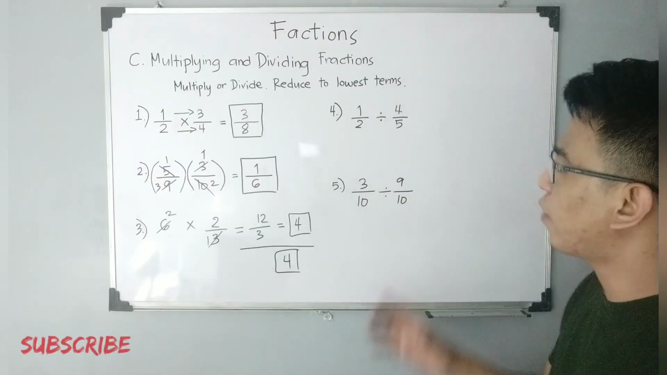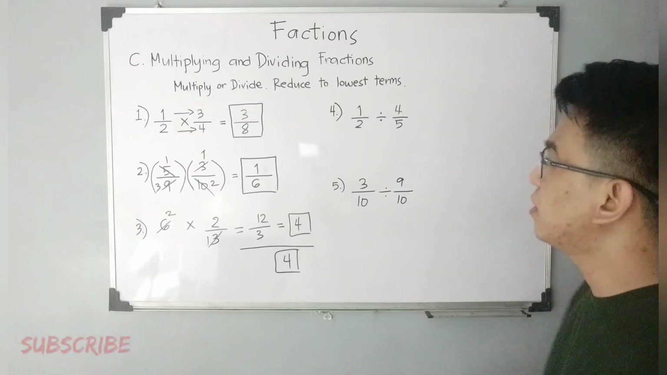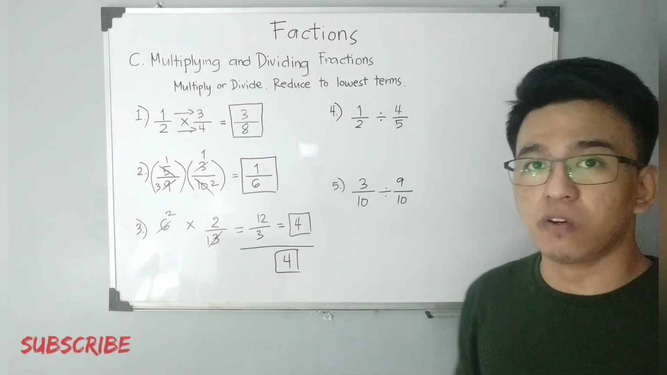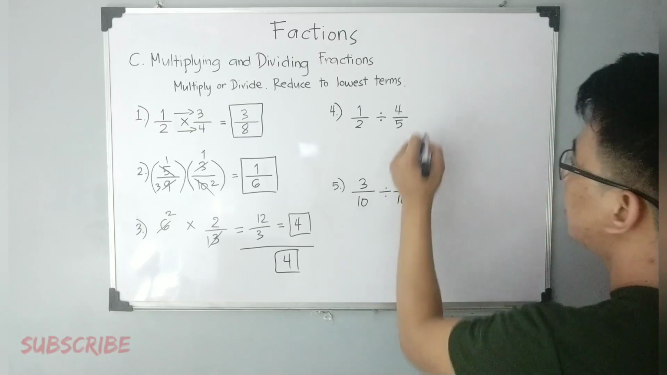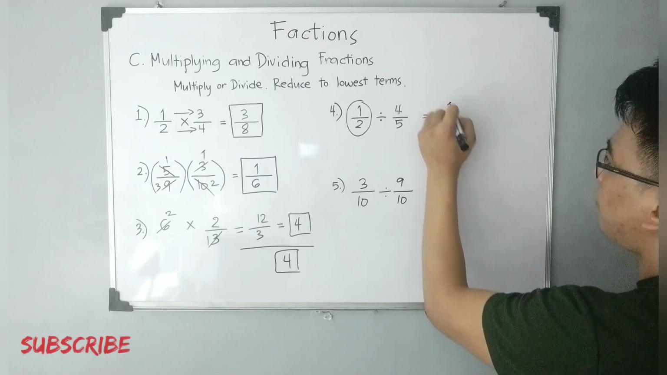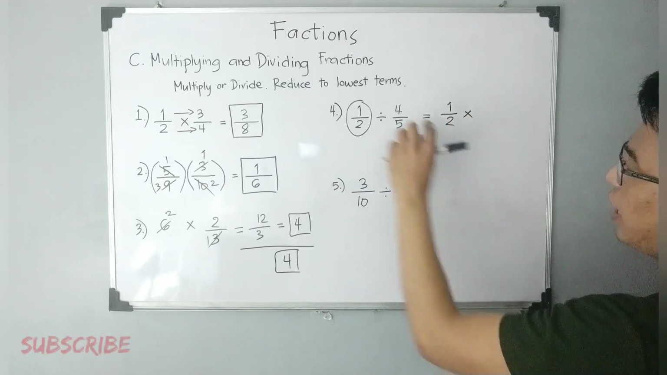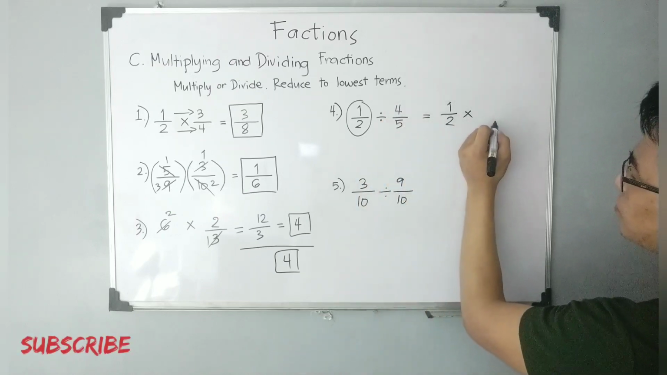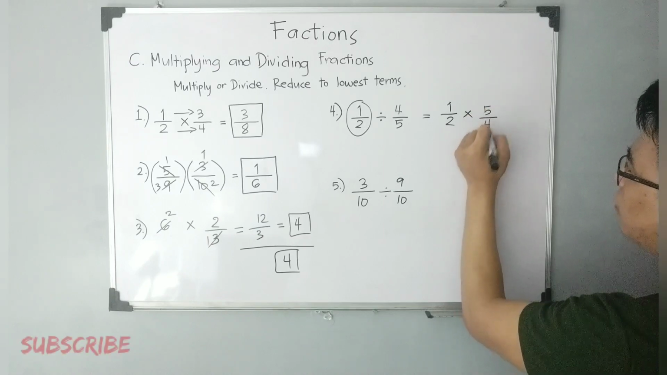Let's go with number 4. We're in number 4 and number 5. This one is all about dividing fractions. So for number 4 and number 5, we have 1/2 divided by 4 over 5. Ang rule natin for dividing fractions is to copy first, 1/2, copy, change to multiplication, and then flip. Kunin mo yung reciprocal nito. Okay, so you have 5 over 4.